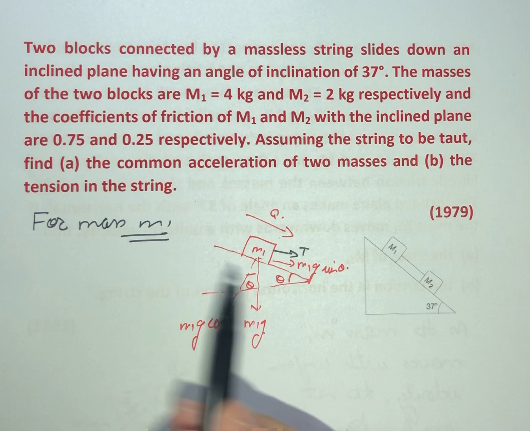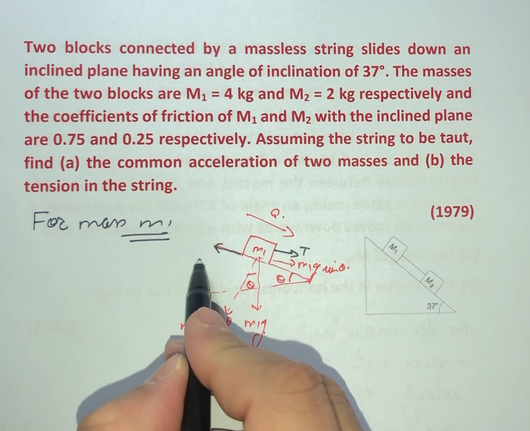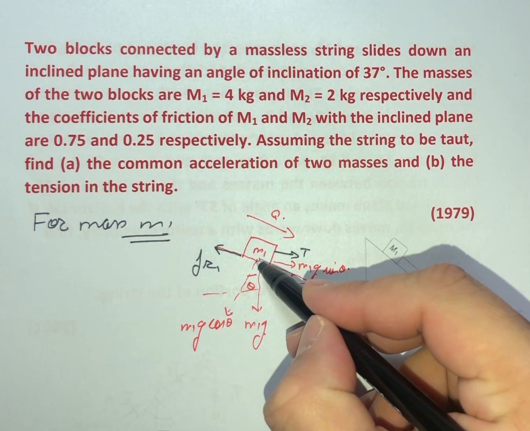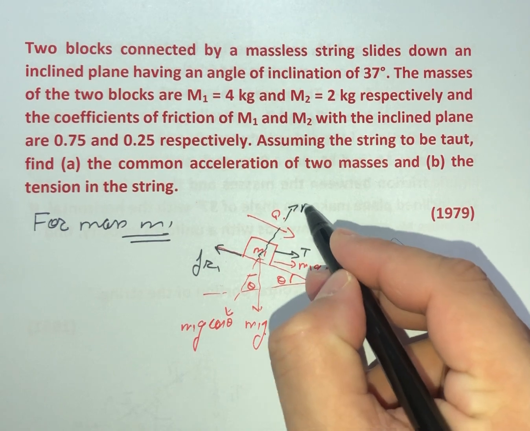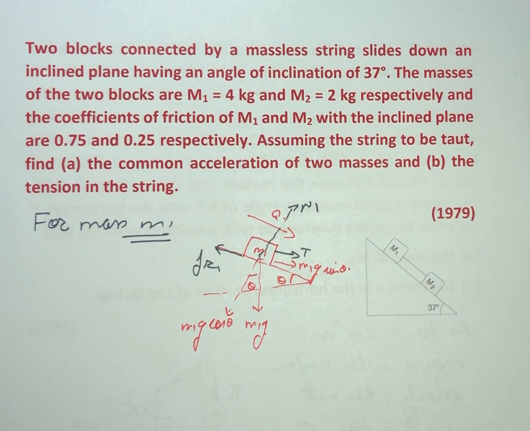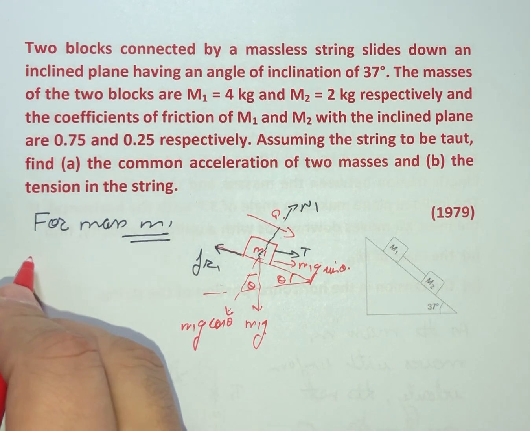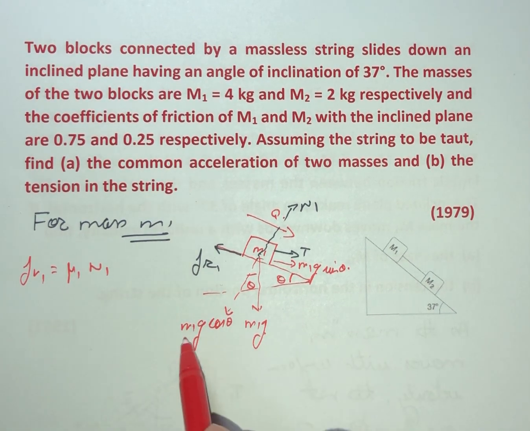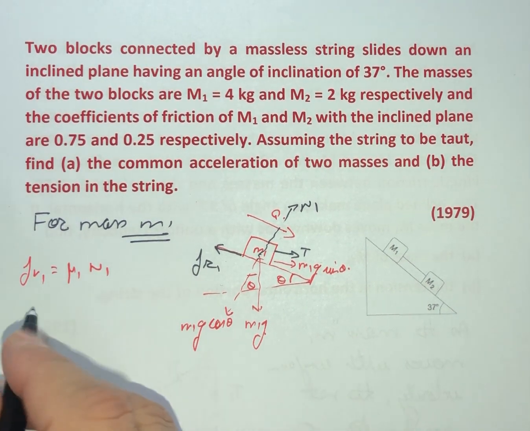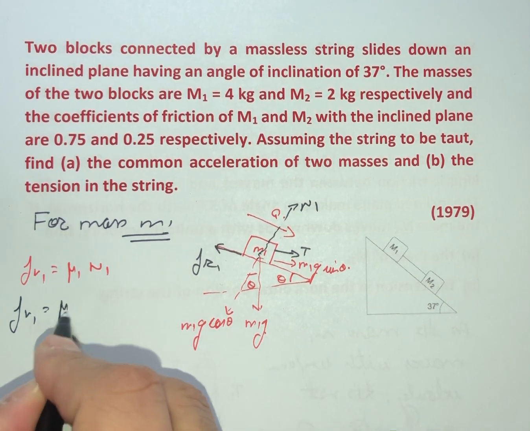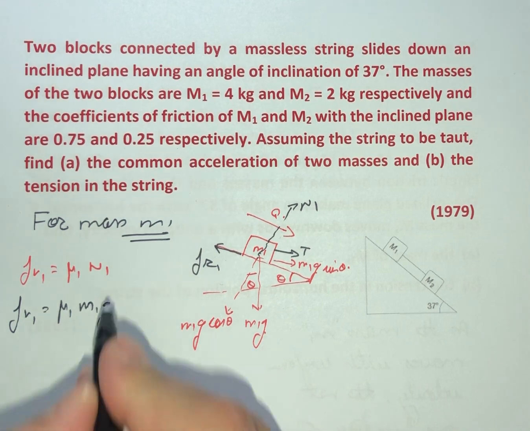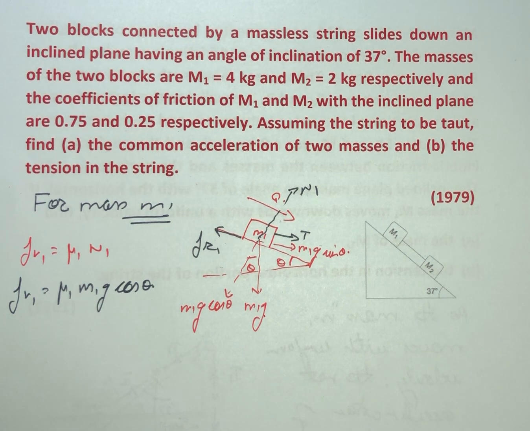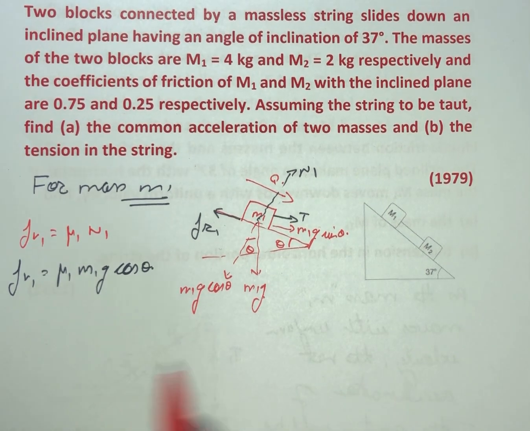As it is moving in the downward direction, the frictional force, that is Fr1, will be acting in the opposite direction, and we are going to have a normal, let us call it n1. So we can say our Fr1 will be equal to mu1 into n1, and n1 is m1g cos theta. So we can put Fr1 equal to mu1 m1 g cos theta.